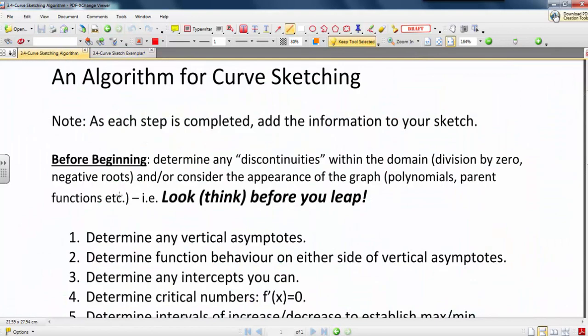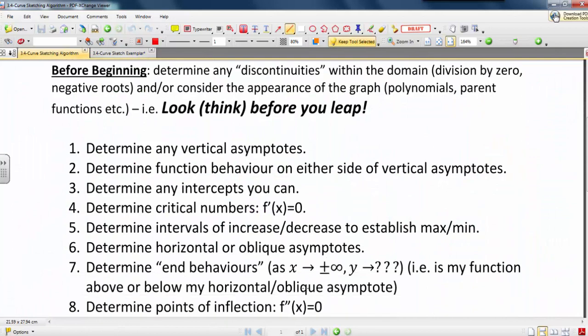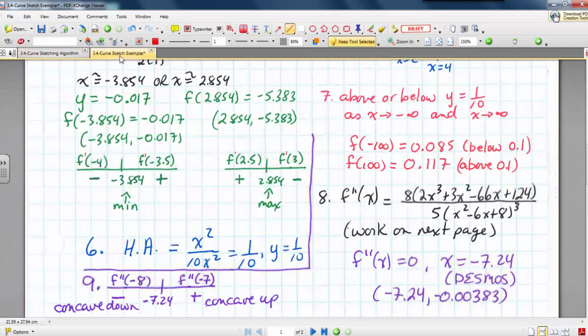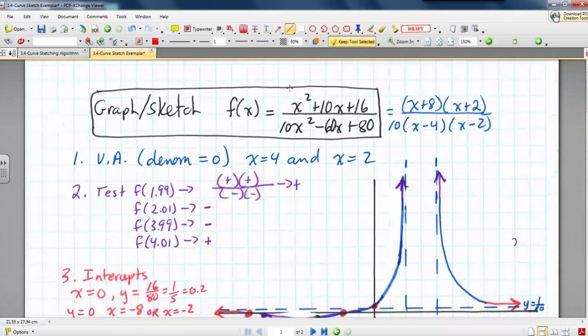Continuing with the algorithm, number 6 says determine horizontal or obliques and then figure out how we're approaching those values from above or below. The horizontal asymptote is quite straightforward. Looking at, again, the very original equation, the only thing that matters in determining a horizontal asymptote is the degree of the numerator and the degree of the denominator, so the highest power in both the numerator and denominator.